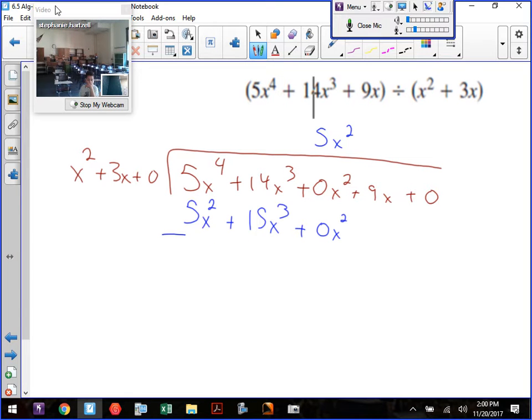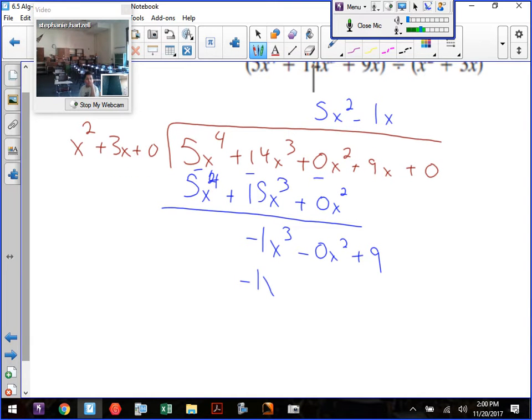Subtract them out. And then you wind up with a negative 1x cubed, 0x squared, and a 9. What do you multiply x squared by to get negative x cubed? Is it okay if I write negative 1x? And then we have a 0.